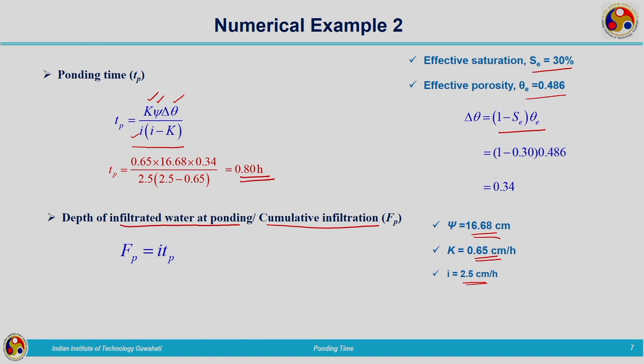So the expression we have already seen, F of P is equal to I TP. We are substituting for I and TP, which is calculated. I is already given to us. It is coming out to be 2 centimeter. 2 centimeters of water is infiltrated into the ground. That is the quantity of water which is infiltrated, which is termed as the cumulative infiltration just before ponding.